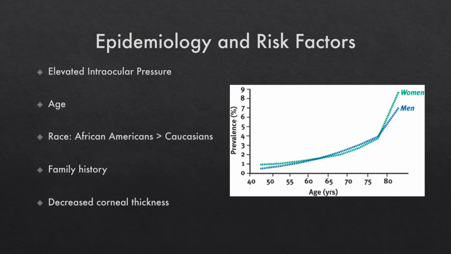More than 2 million Americans have glaucoma, and it is one of the leading causes of blindness in both the U.S. and the world. Elevated intraocular pressure is the #1 risk factor for glaucoma, and is important because it can be modified. Age is another important factor. In Americans over 40 years old, glaucoma has a prevalence of around 1.9%, and this significantly increases with advanced age. Glaucoma is 3 to 4 times more prevalent among African Americans than Caucasians, and is the #1 cause of non-reversible blindness among African Americans. A positive family history and decreased corneal thickness are also risk factors.